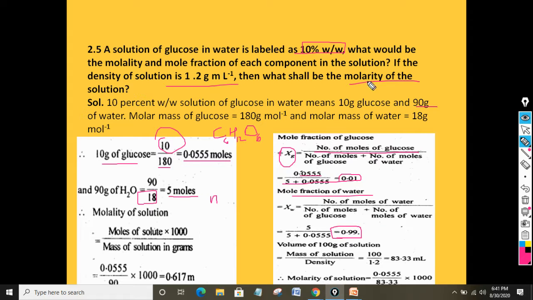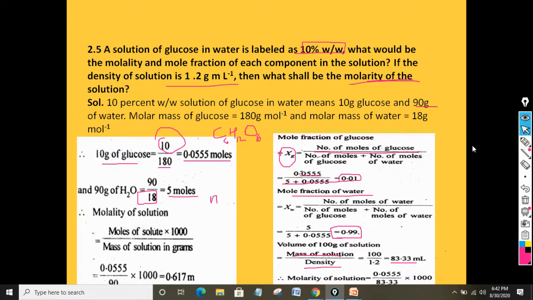Now next part, we have to calculate the molarity of the solution, for which we need the volume. So mass of the solution, and we were given with the density 100 upon 1.2. So molarity is 0.055 divided by 83.33 into 1000.